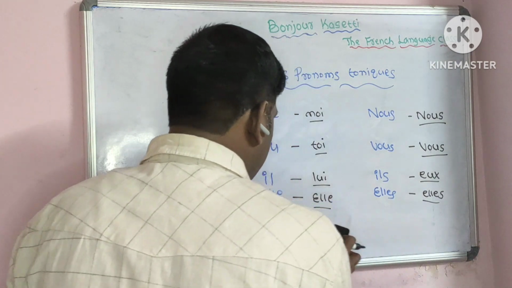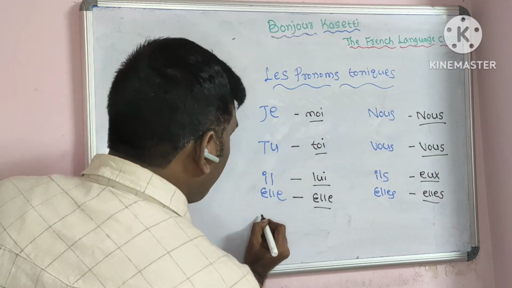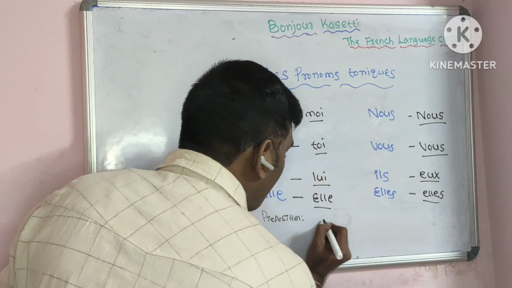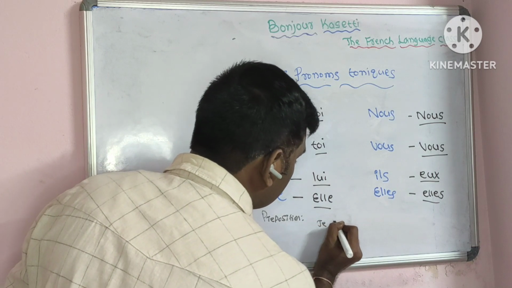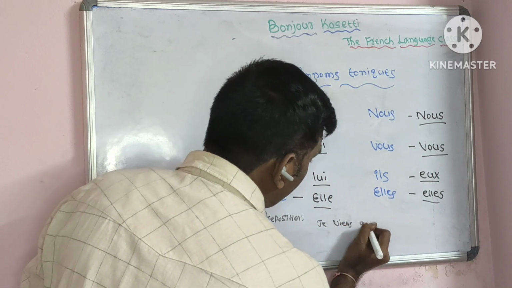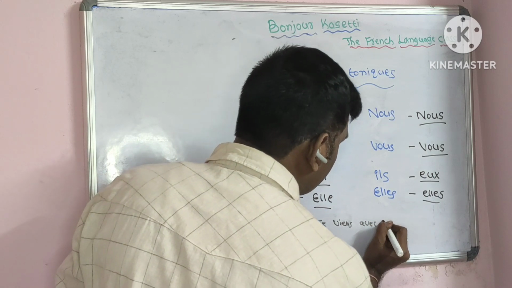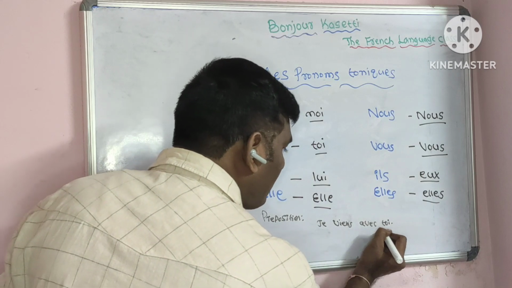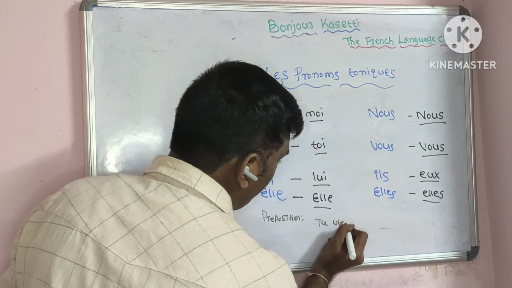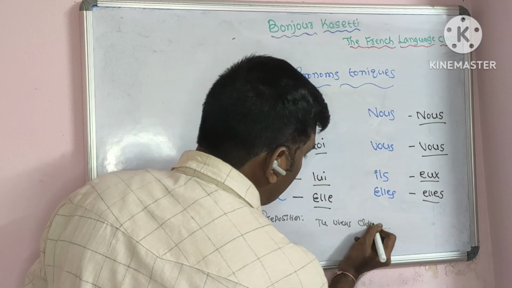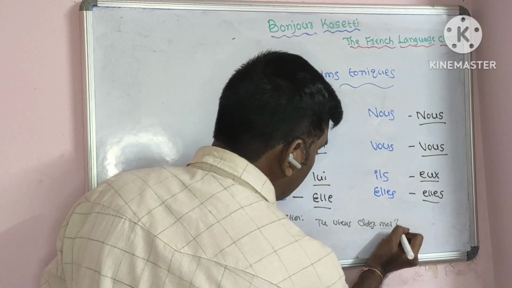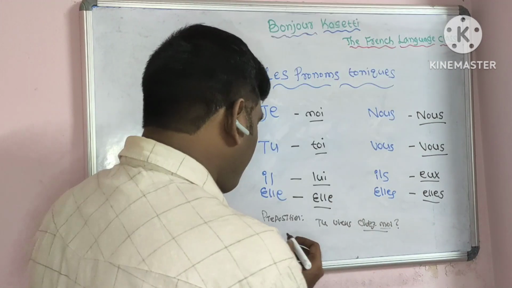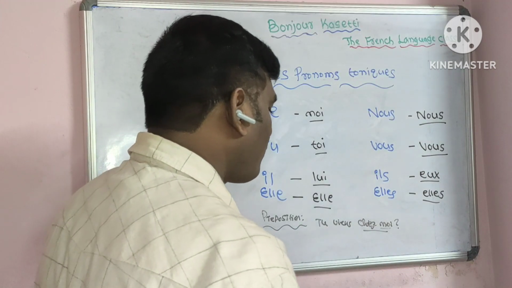And a pronoun tonic can be placed with prepositions. With prepositions also we can use a pronoun tonic. For example, je viens avec toi. I come with you. Avec toi. Tu viens chez moi? Do you come with me, or do you come to my place? With prepositions also we use a pronoun tonic.